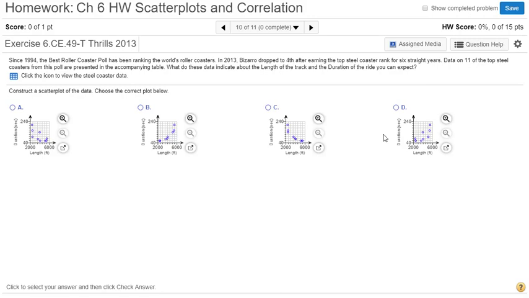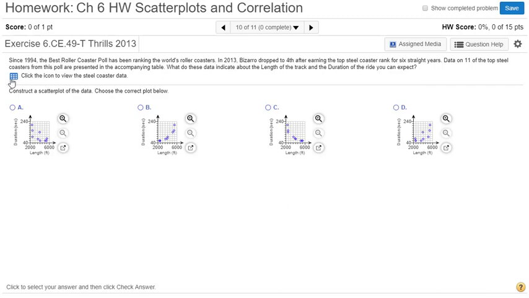Since 1994, the Best Roller Coaster poll has been ranking the world's roller coasters. In 2013, Bizarro dropped to 4th after earning the top steel coaster rank for 6 straight years. Data on 11 of the top steel coasters from this poll are presented in the accompanying table. What do these data indicate about the length of the track and the duration of the ride you can expect?